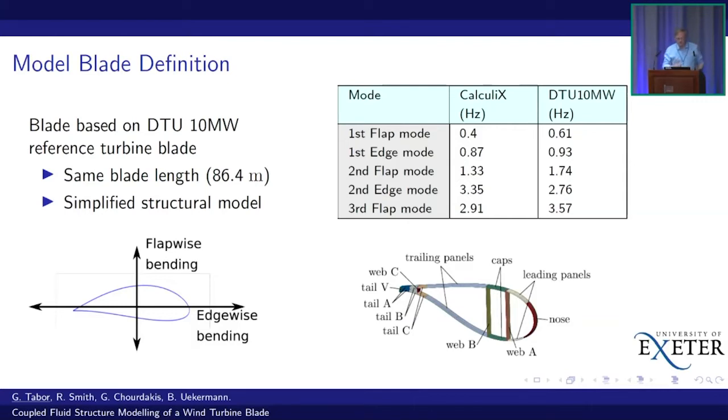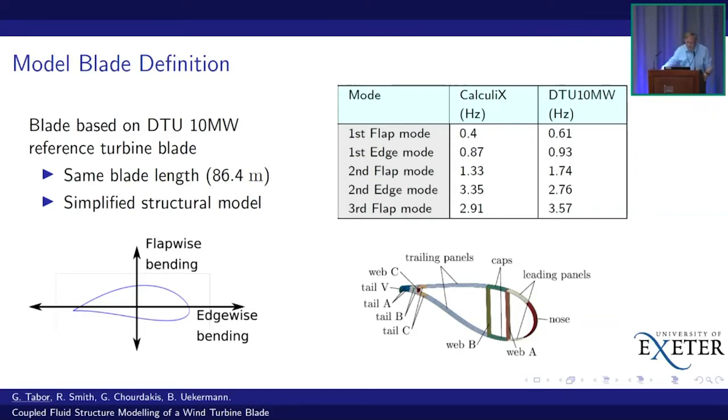The actual turbine blade itself has a somewhat complicated structure. So inside here there are webbing elements which give it a degree of rigidity. She started off trying to reproduce that exactly, but after a while decided to lose those and produce a simplified structural model, basically just the shell of the wind turbine blade.